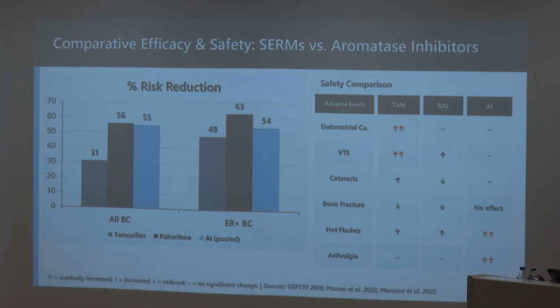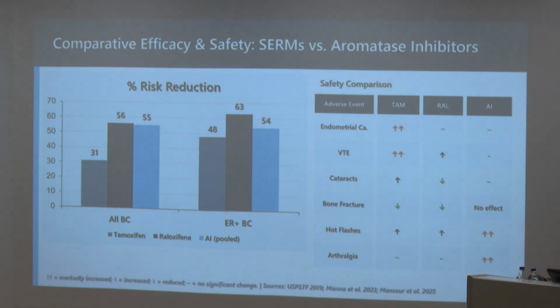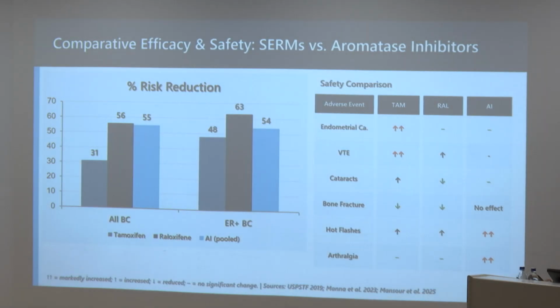And again, for the adverse events, endometrial cancer is definitely increased with tamoxifen, but no change with raloxifene and AI. And venous thromboembolism is also increased with tamoxifen, a little bit increased with raloxifene, but with AI it's also safe. And for cataracts, definitely tamoxifen is harmful. For bone fractures, there's a decrease with all of the drugs, and hot flashes are more pronounced with AI, and arthralgia is, of course, naturally very high with AI.